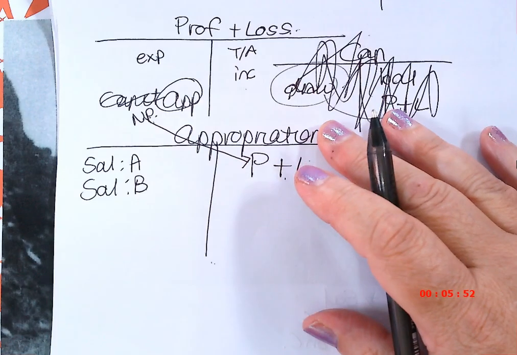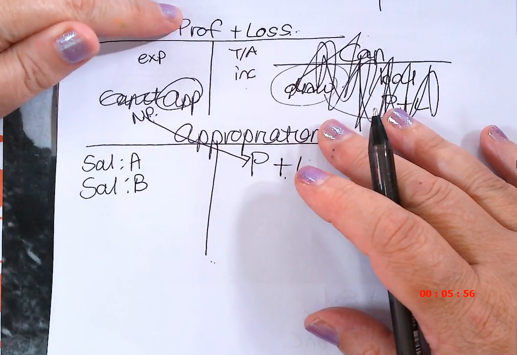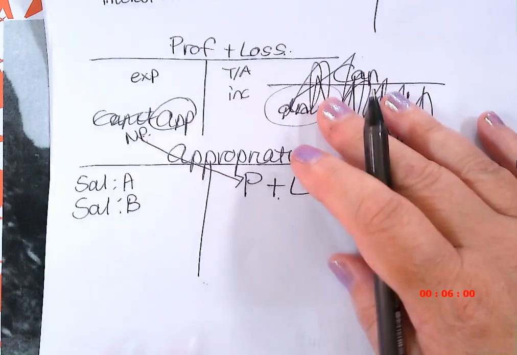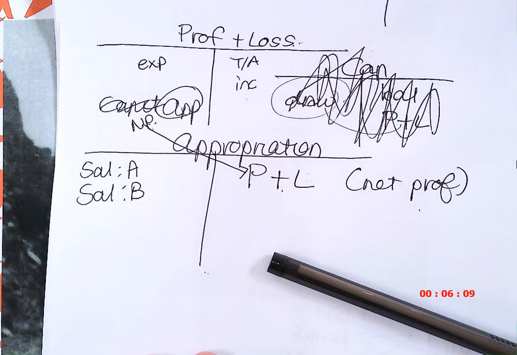Now can you see those salaries? They weren't in the profit and loss T account. So they do not form part of the net profit. They are the net profit and how it's distributed between the partners. Okay, does that make sense?